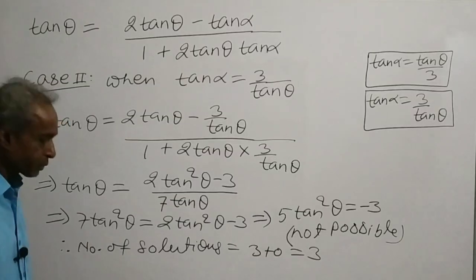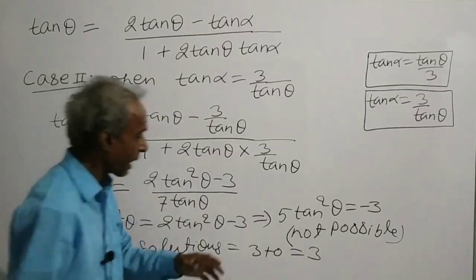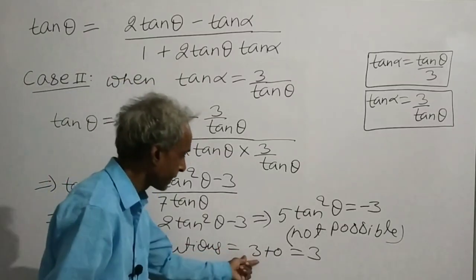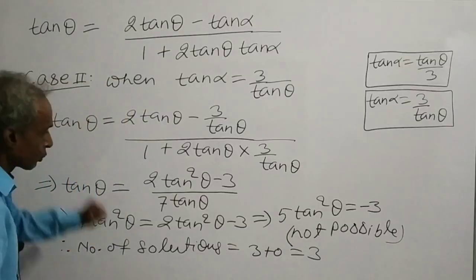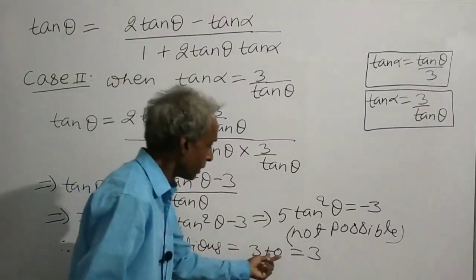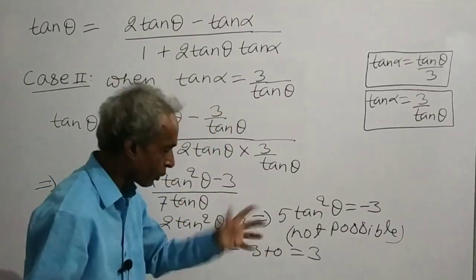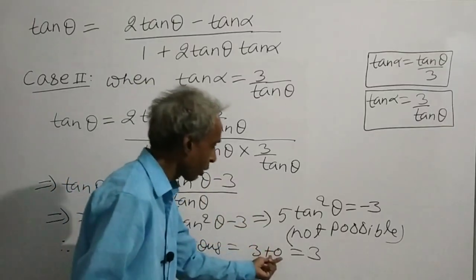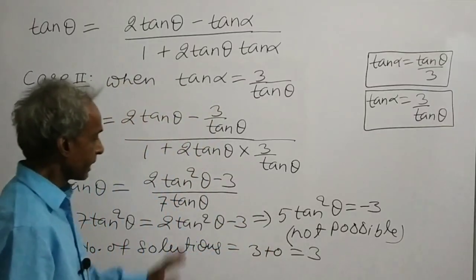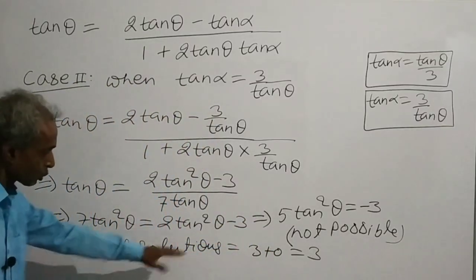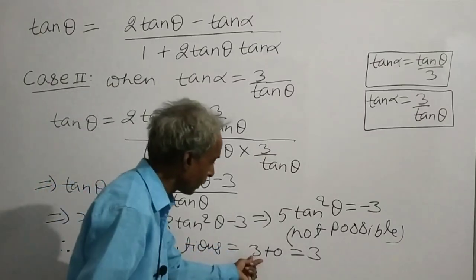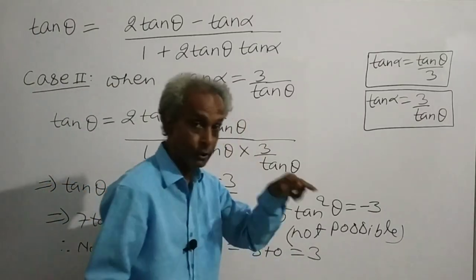In case 1, we found the number of solutions is 3. In case 2, we found the number of solutions is 0. No solution means the number of solutions is 0. Therefore, the total number of solutions will be equal to 3 plus 0 is equal to 3.